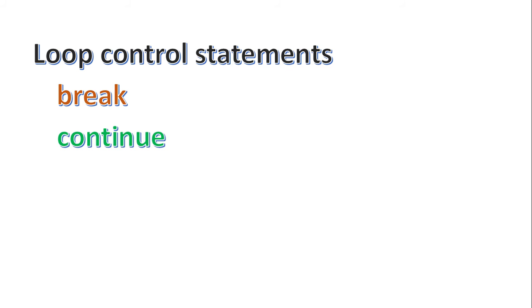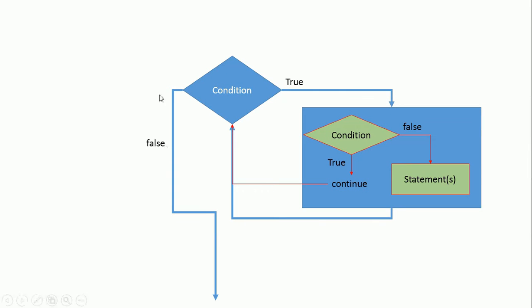Now we will see about loop controlling statements. There are two loop control statements. They are continue and break. First we will see about continue statement. Continue statement skips all the remaining statements in the current iteration of the loop and moves the control back to the top of the loop.